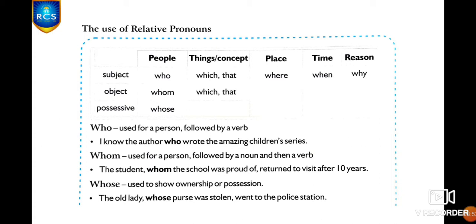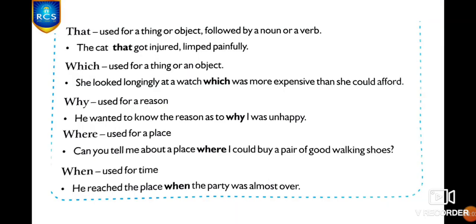Whose, it is used to show ownership or possession. The old lady whose purse was stolen went to the police station. That, it is used for a thing or object followed by a noun or a verb. The cat that got injured limped painfully. Which, used for a thing or an object. She looked longingly at a watch which was more expensive than she could afford.